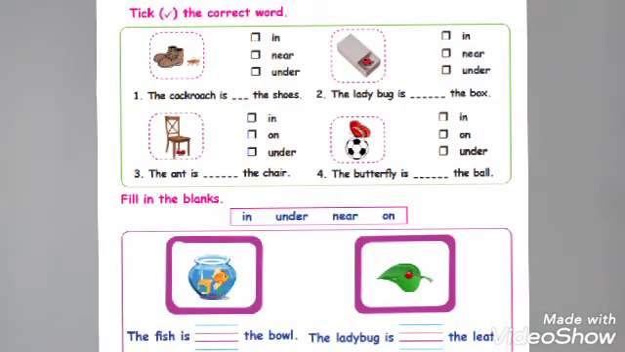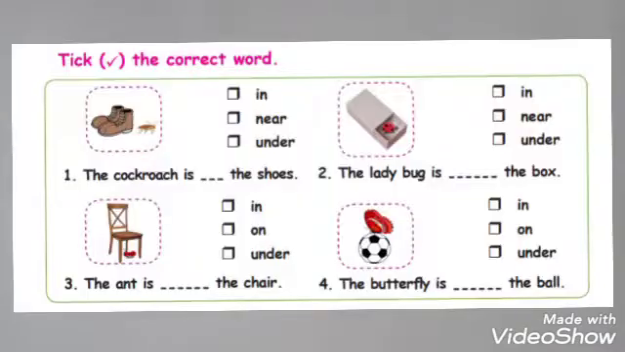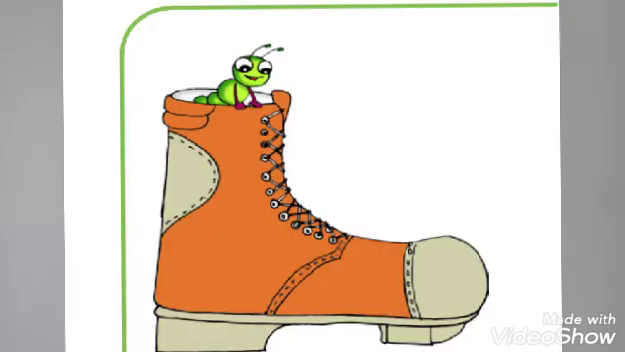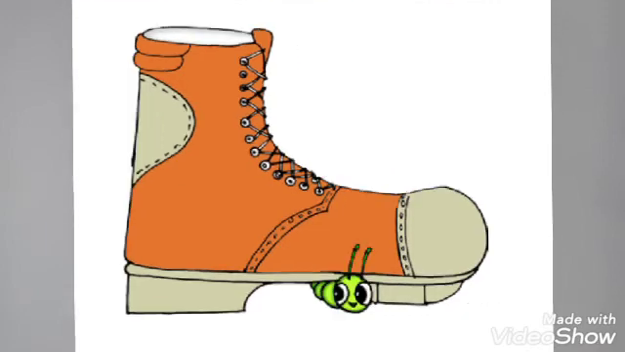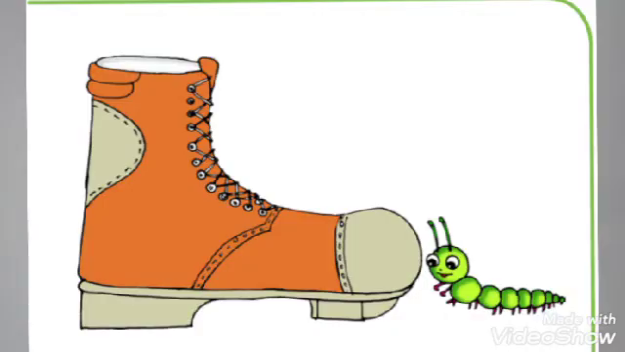It's time for us to learn the book back exercise. Tick the correct word. First, look at the picture and read the sentence. Remember, we are going to use only 4 prepositions: in, on, under, near. Among them, one will be your answer. In, it should be inside. On, a surface of something. Under, it should be below. Near, it should be close by.